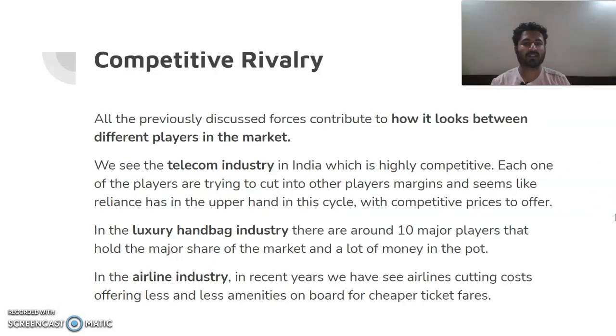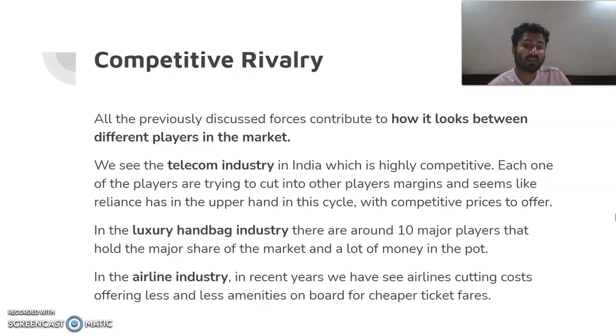All the previously discussed forces contribute to the competitive rivalry between different players in the market. We see the telecom industry in India, which is highly competitive. Each one of the players is trying to cut into other players' margins, and it seems like Reliance has been having an upper hand in the cycle with competitive prices to offer.